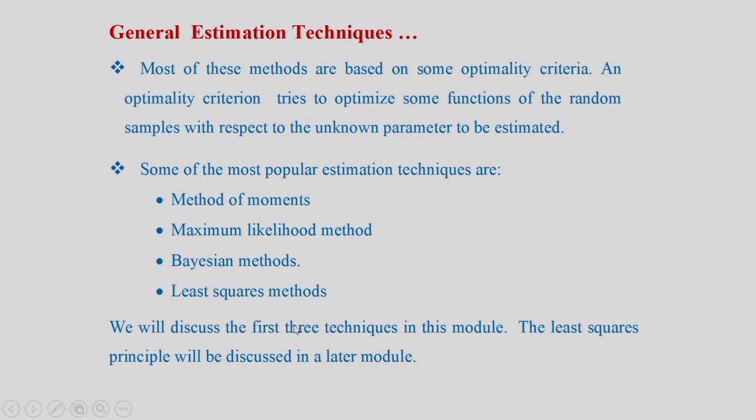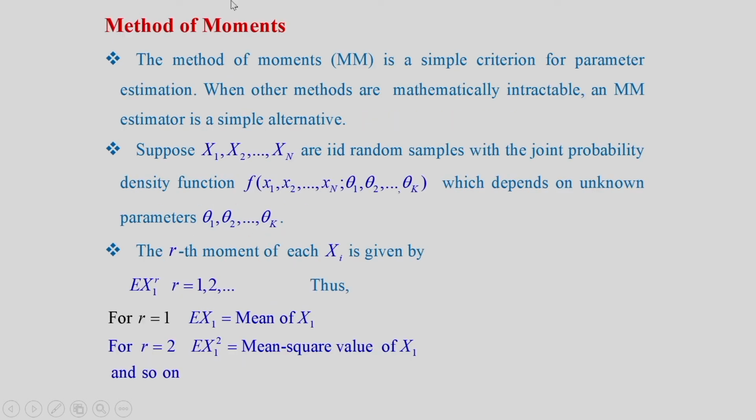We will discuss the first three techniques in this module. We will discuss method of moments, maximum likelihood method and Bayesian methods. The least squares principle will be discussed in a later module, when we discuss adaptive filters; at that time we will introduce the least squares estimation method. We will start with method of moments.